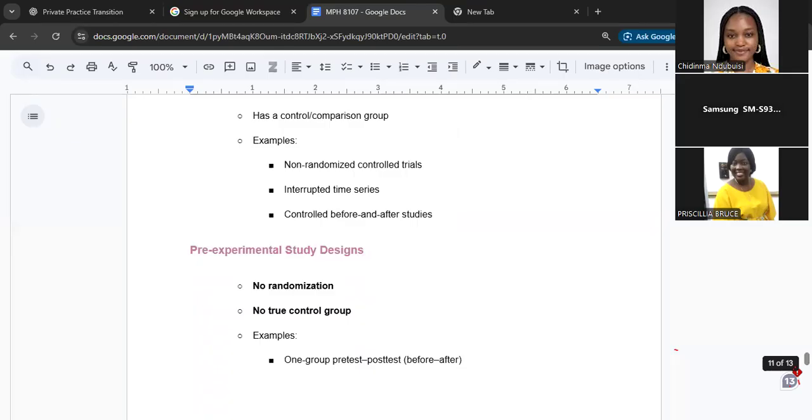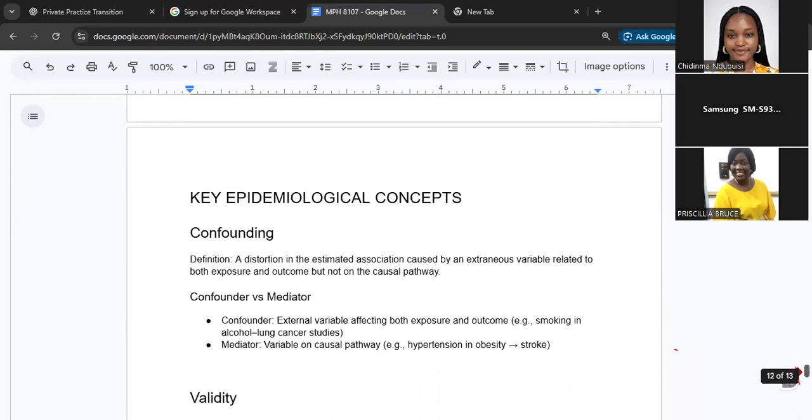Now, what is an example of this pre-experimental? An example is something they call before and after, pre-test versus post-test. It's like you are using the individual as their own control. Somebody has a disease, and I am measuring, you come and take this drug, and I want to study what is going to happen after you take this drug. So that individual is the control for themselves. So that's pre-experimental, and it is often done before a proper experimental study is carried out.